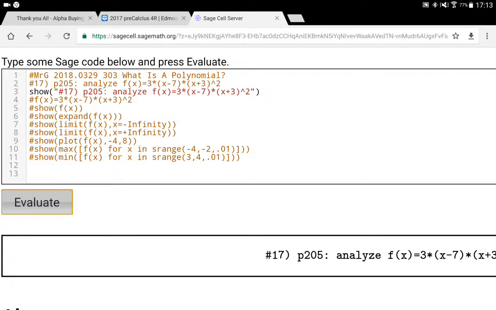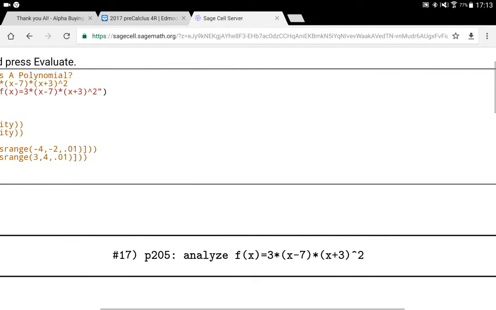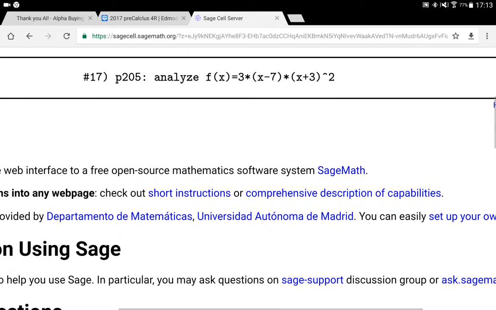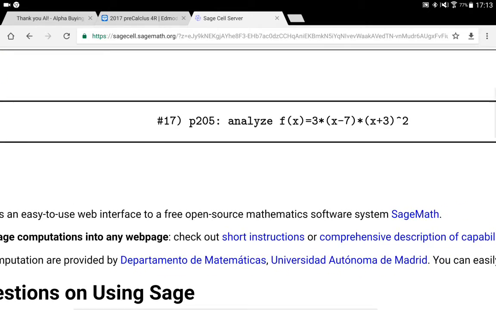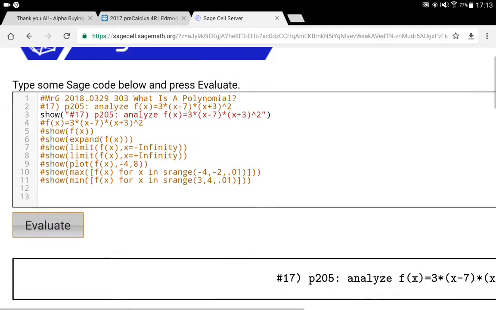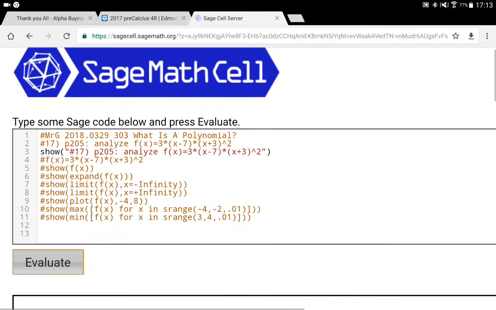You were given a root at x equals 7, and a root at x equals -3, and the multiplicity at -3 was 2. So we're analyzing this function: 3 times (x minus 7) times (x plus 3) squared. We wanted to find the mins and the maxes and what happens at the roots. By the way, if you FOIL this out, of course, it's going to be a cubic. So the first thing we're going to do is define that function.